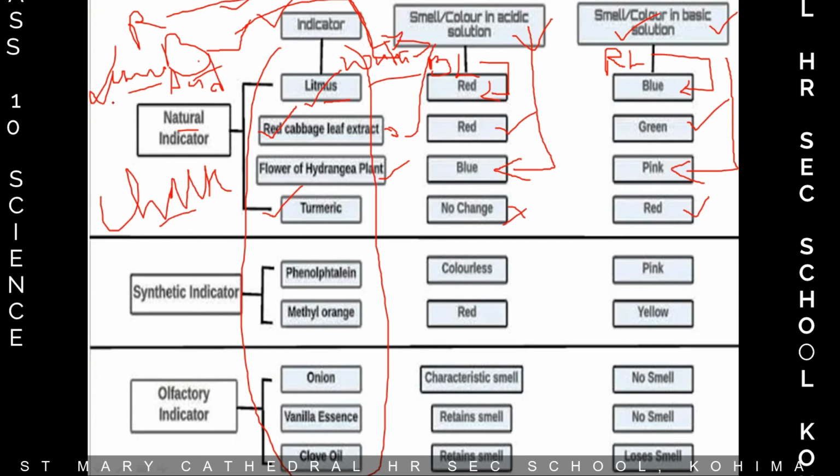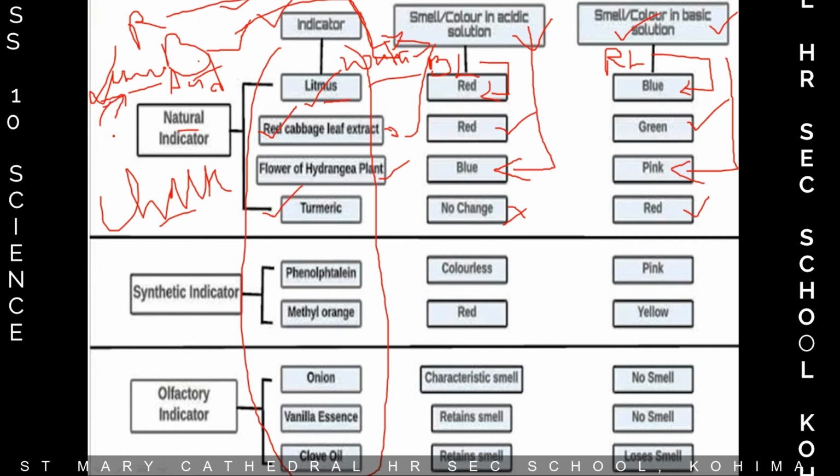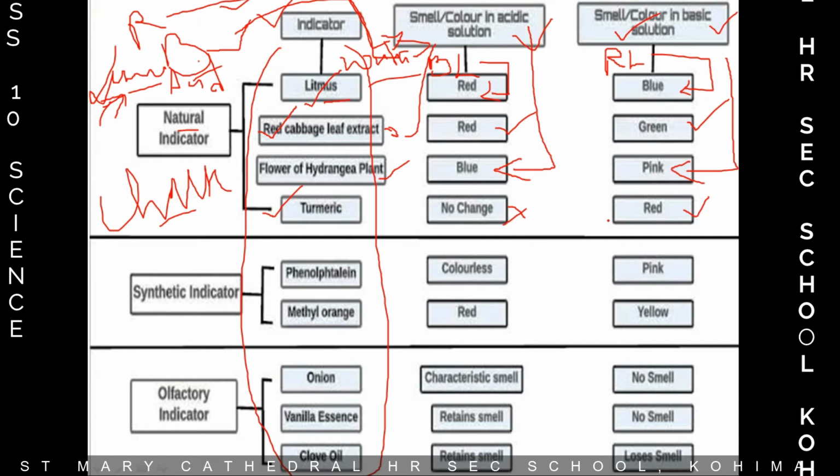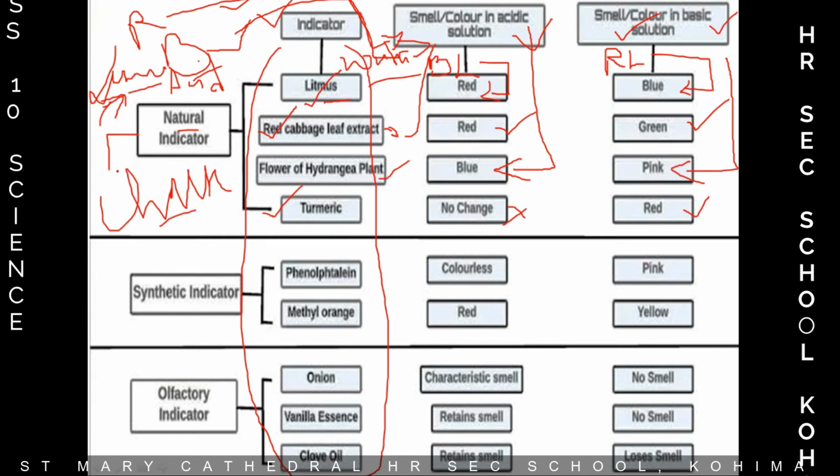Try to do the experiment on your own at home in your kitchen. Take a chalk, give it a try. Thus they change their color when you go through all this. And remember, only two examples for each indicator, for natural indicator.